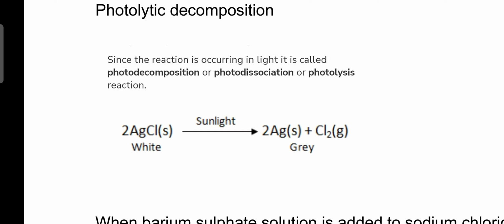To avoid the reaction, we can use the black colored bottle to avoid the entry of the light. So silver is the metal which is formed by photolytic reaction of silver chloride. And you can even be asked which gas is released when silver chloride is kept in sunlight. The gas will be chlorine gas.